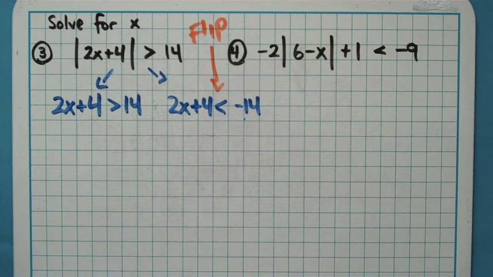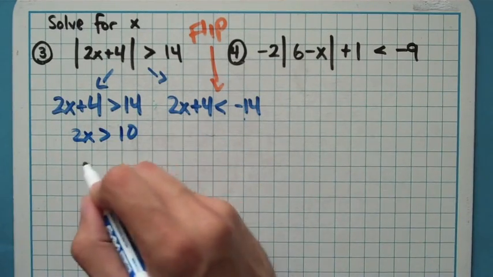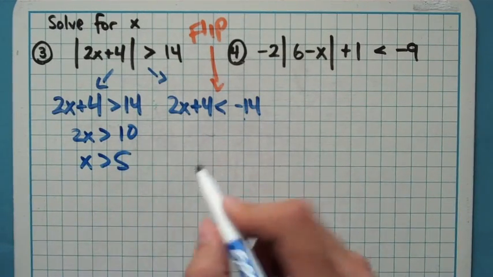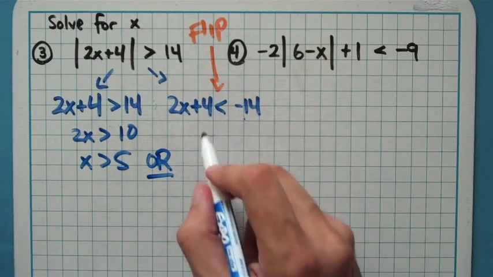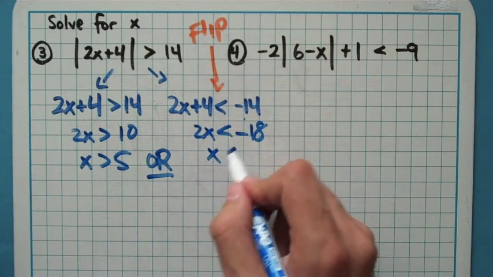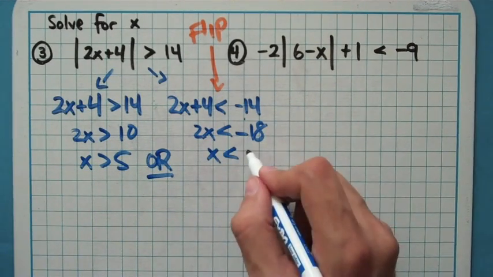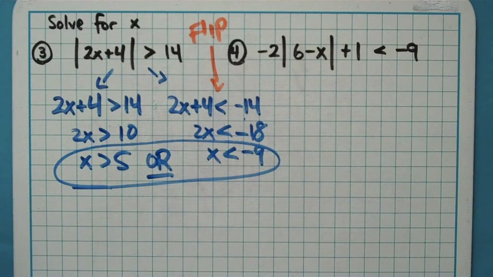Now, it's just a matter of solving these two parts. So you just do the math. You get 2x, subtract 4 from both sides, divide by 2. You get x is greater than 5. More than, so it's or. And this one, I divide by a positive 2, so I do not flip that sign. This is my answer. So I have two solutions there.